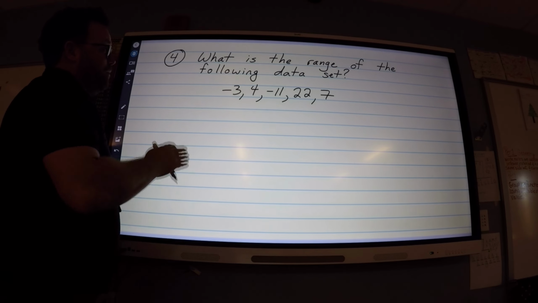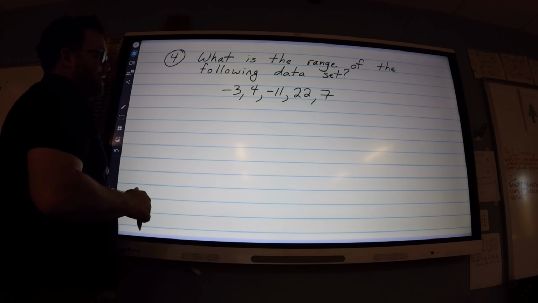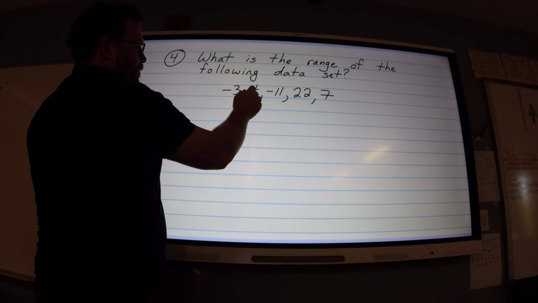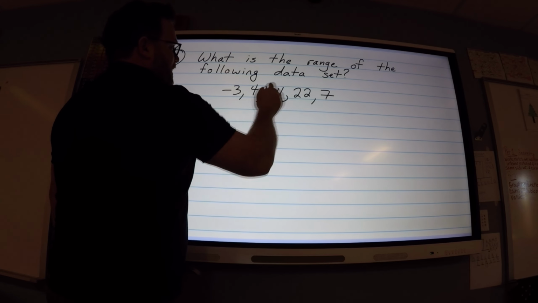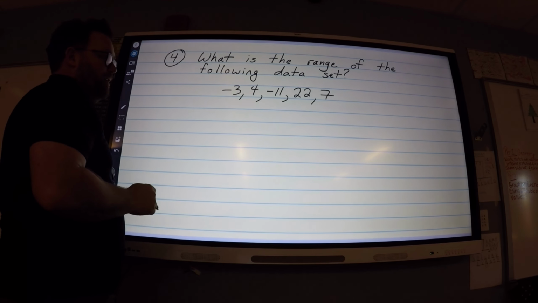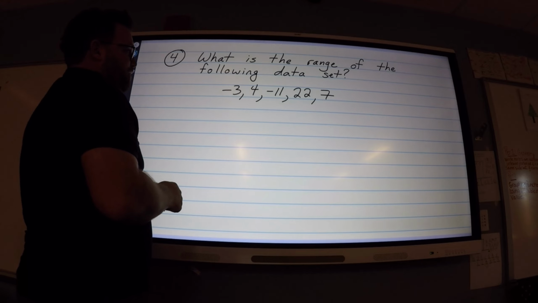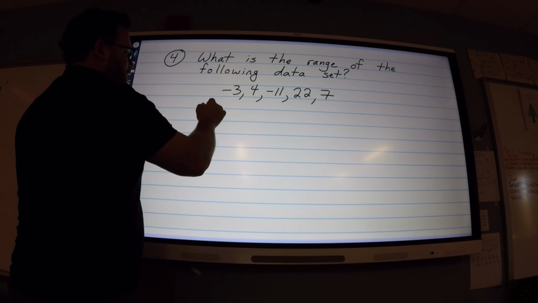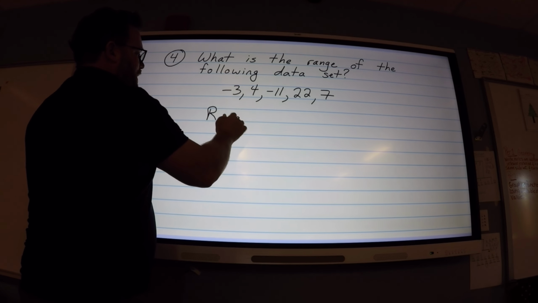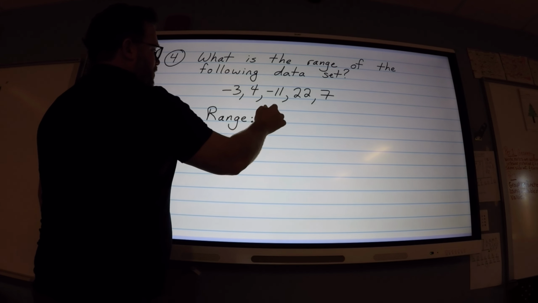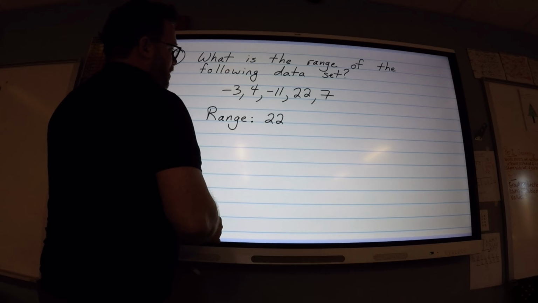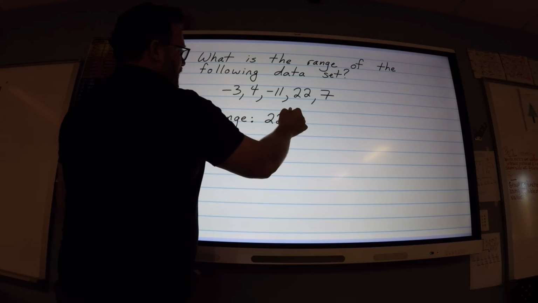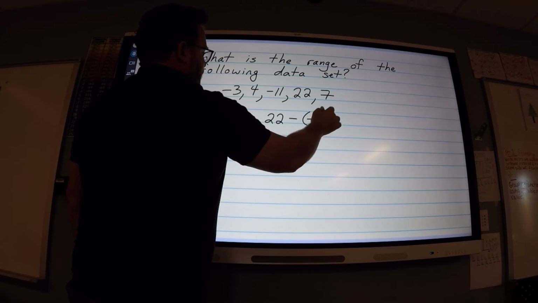All right, in this problem, we want to find the range of the following data set. We have the values -3, 4, -11, 22, and 7. Now the range is the difference between the largest and the smallest values. We're going to take the largest value and subtract the smallest value from it. So we're going to say the range is equal to 22, which is the largest value, and we're going to subtract the smallest value, which is -11.